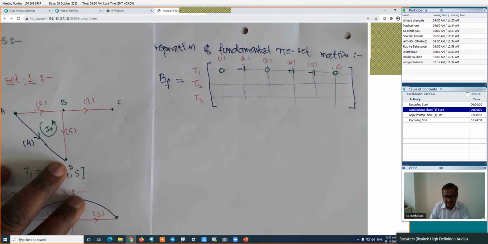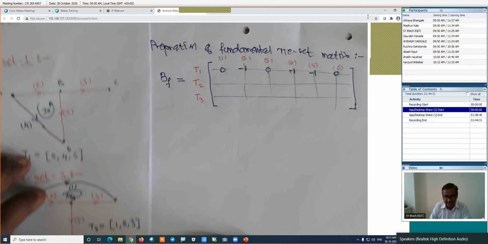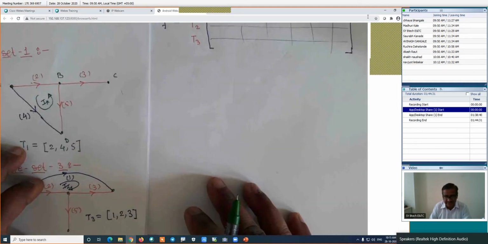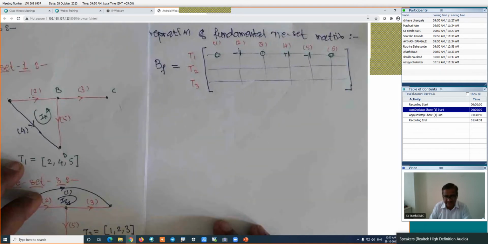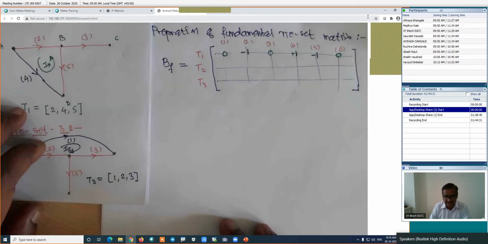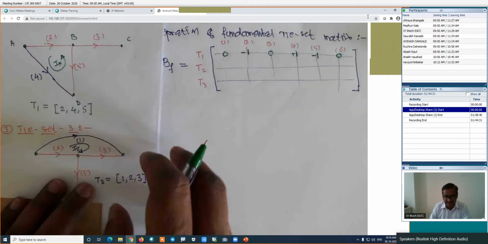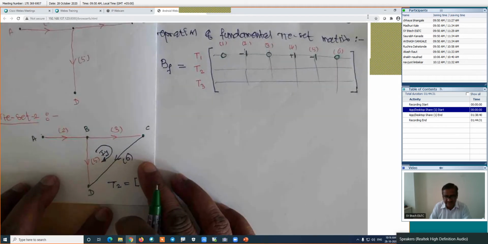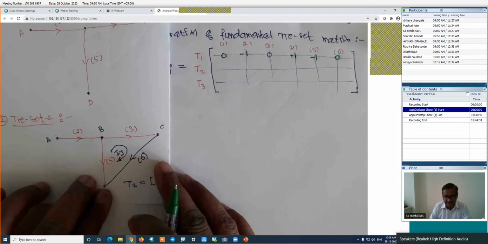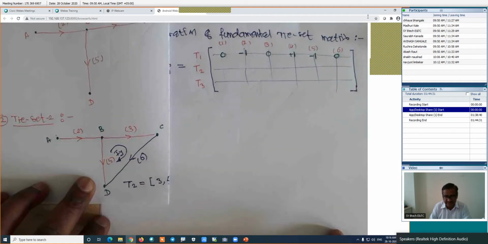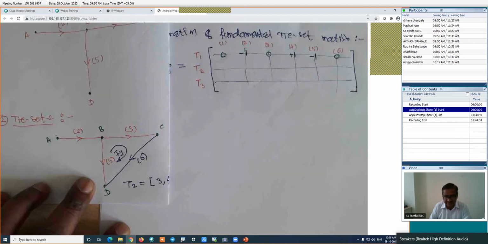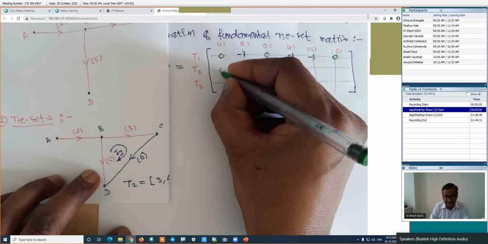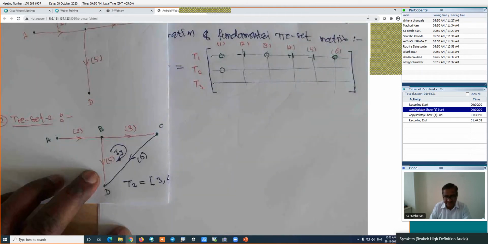Is it right? Then I will make the entries for Triset number 2. How are the entries for Triset number 2? Now look, this is Triset number 3, and if I come to Triset number 2, this is Triset number 2, T2. Branch number 1 is not part of this Triset or loop, so its entry will be 0.